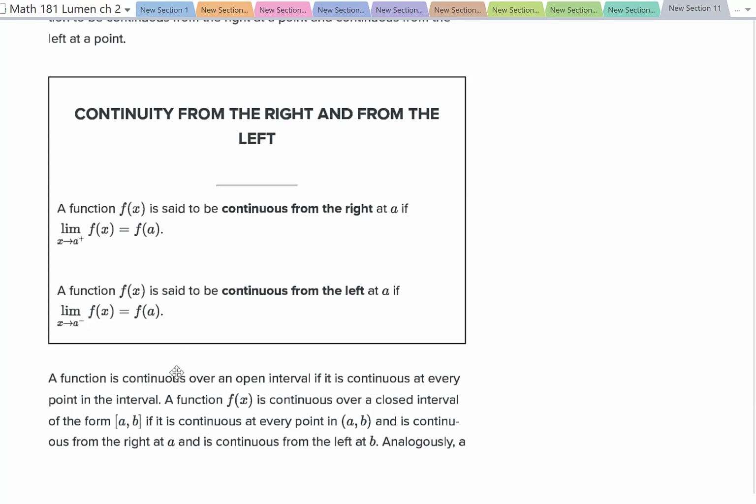A function is continuous over an open interval if it's continuous at every point in the interval. And that's one of the things we're going to look at here: maybe it's not continuous everywhere, but we can identify the intervals over which it is continuous.